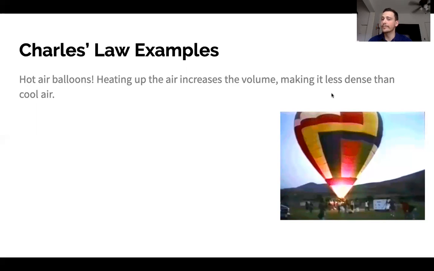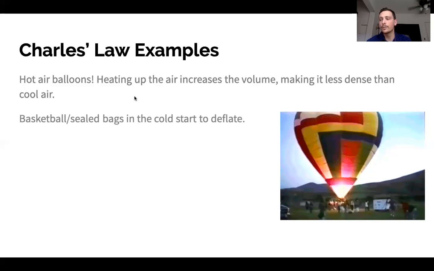And we know from, if you think way back to the beginning of the year, the less dense thing will float or rise on top of the more dense thing. So the less dense air in the hot air balloon rises above the cool air around it, which is why hot air balloons can fly.